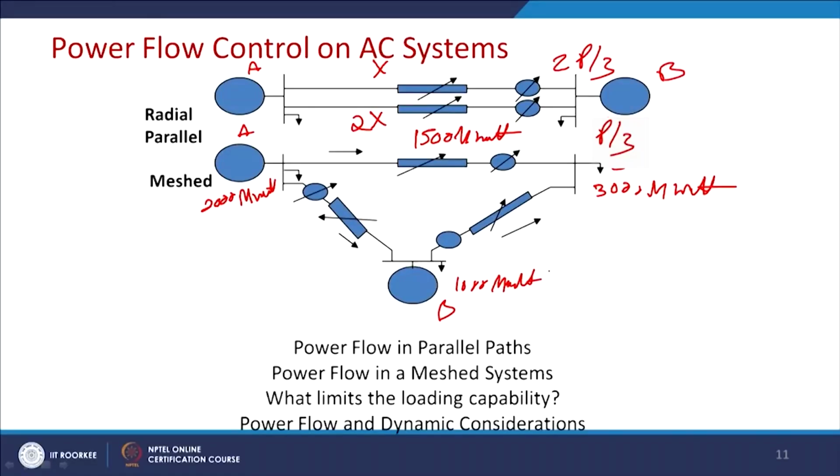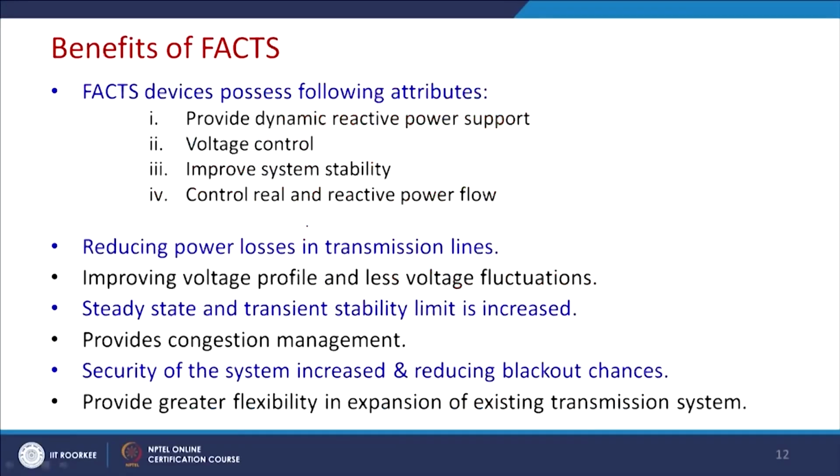Then in normal cases without FACTS devices, an extra power of this much amount, 500 megawatt, will flow through this line. For this reason this will be detrimental, but this can be changed by the FACTS devices, and there are two kinds: one is the radial parallel network and the other is the mesh network. Now, let us see how it will be changed.